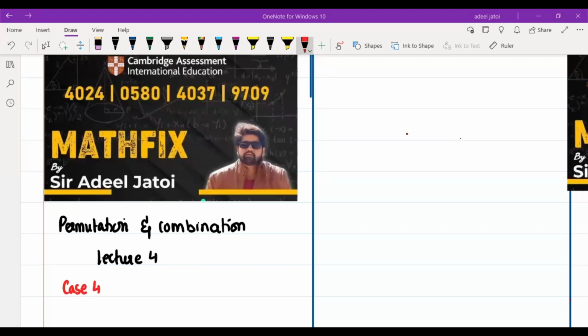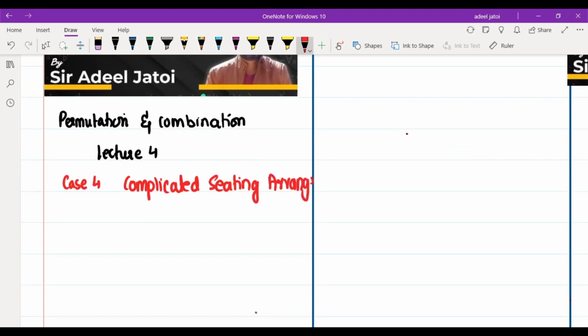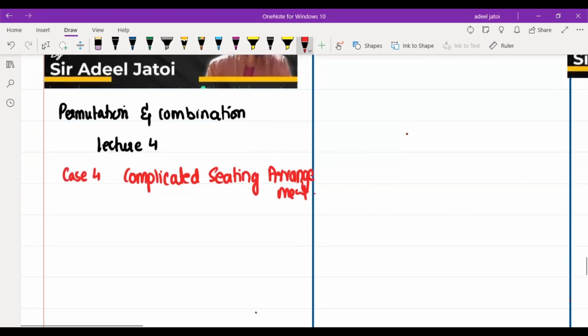Okay, the permutation combination, lecture number 4. We are doing case number 4 as well. So case number 4 is complicated seating arrangement. Now, with the name of the case, you need to understand that we are working upon the arrangement more.